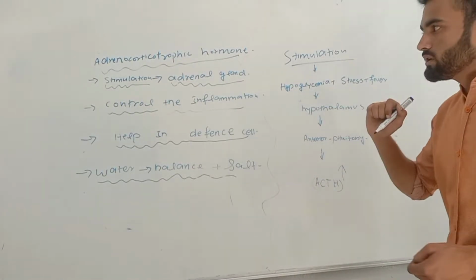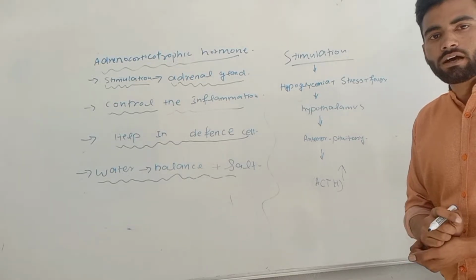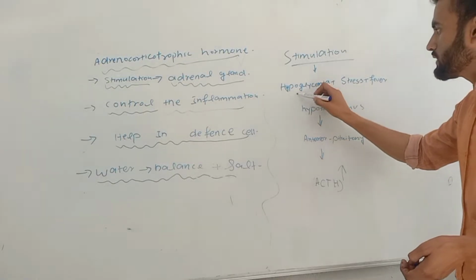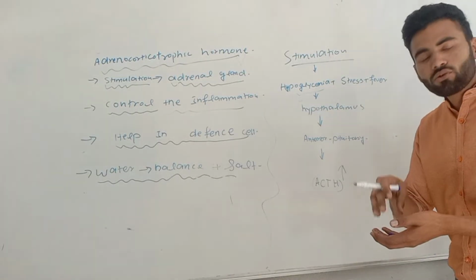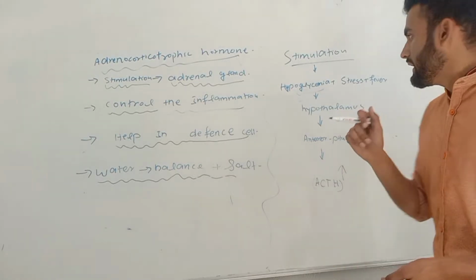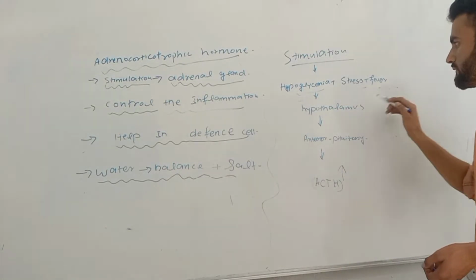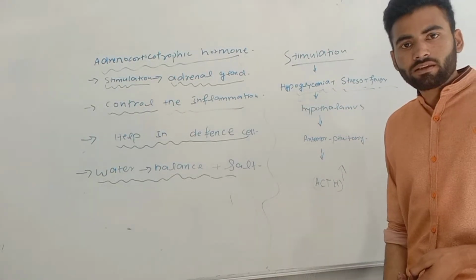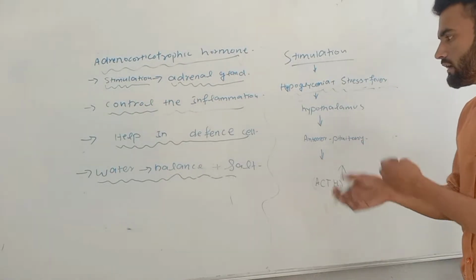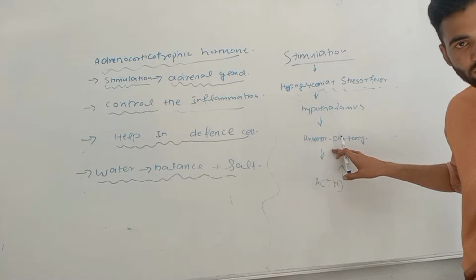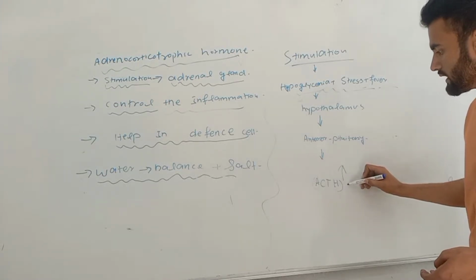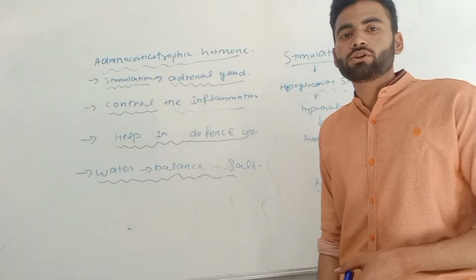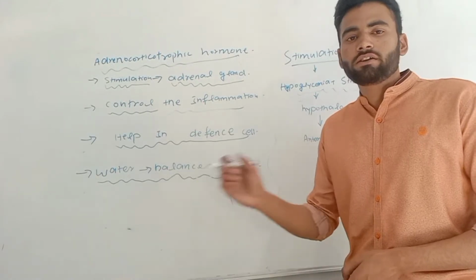Okay, so if we want to know how the adrenocorticotropic hormone is released, what is the stimulation for it? The stimulation is hypoglycemia, whenever the glucose inside the blood decreases, and stress and fever. Whenever we have such conditions, they are going to stimulate our hypothalamus. Then the hypothalamus will release a hormone that activates the anterior pituitary, and the anterior pituitary secretes ACTH, the adrenocorticotropic hormone, that is going to stimulate your adrenal gland.